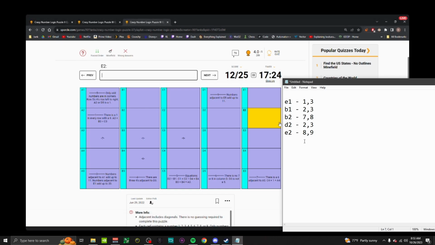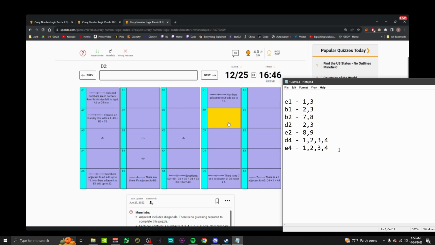Numbers adjacent to E5, which we have, add up to 11, and we already have a 6. So we have 5 more. That means those are quite small. What are the maximum amounts of those going to be? 1 and 4, and 2 and 3? D4 can be all of them: 1, 2, 3, 4. E4 could be any combo.